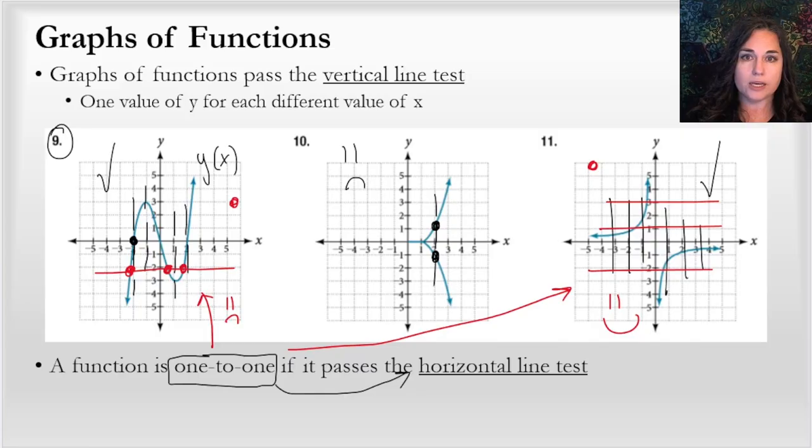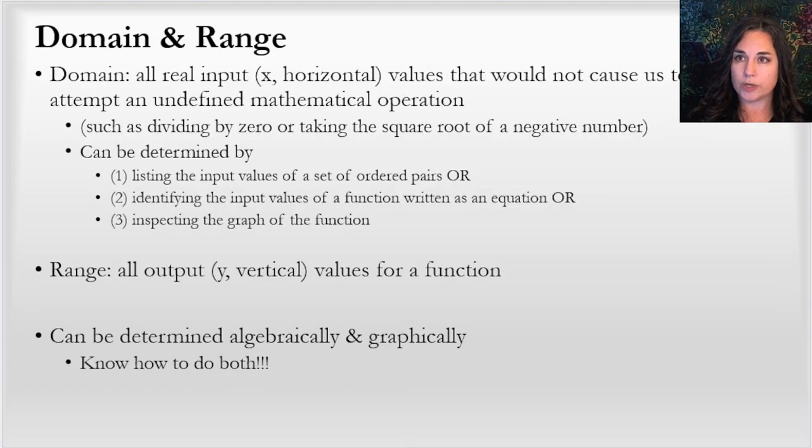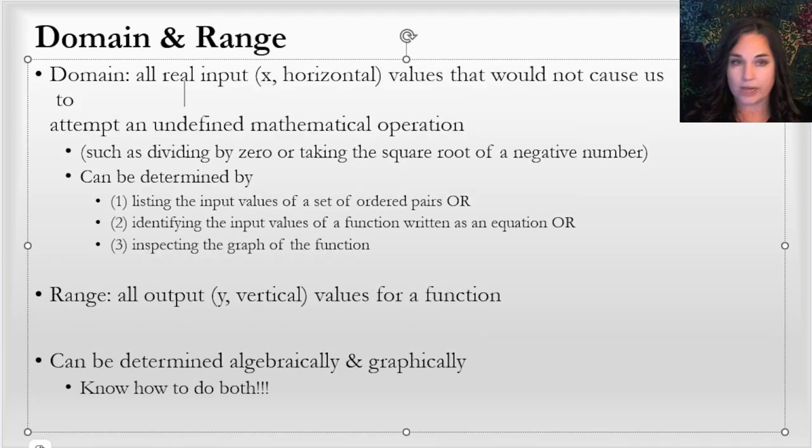A particular thing about graphs, it allows us to identify a domain and range. Domain and range, and this is often reviewed for people at this point. Domain is all real input or x values or horizontal values that would not cause us to attempt to find an undefined mathematical operation. It's all the allowed values of x. What are the allowed values of x for this graph? Okay.